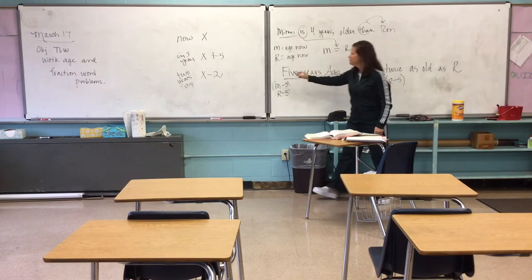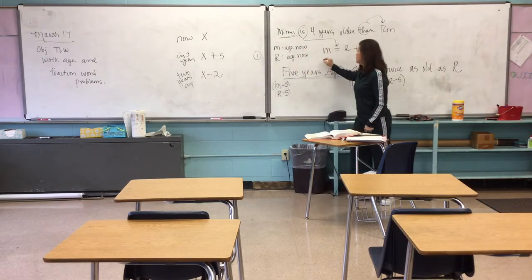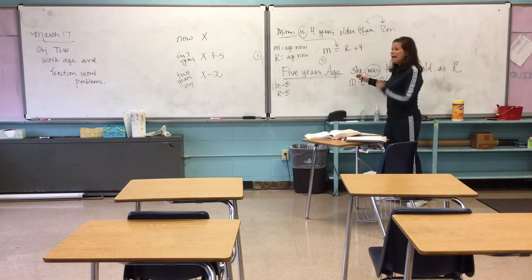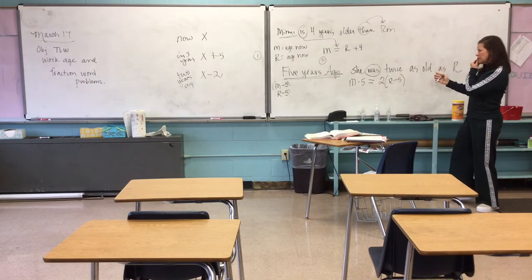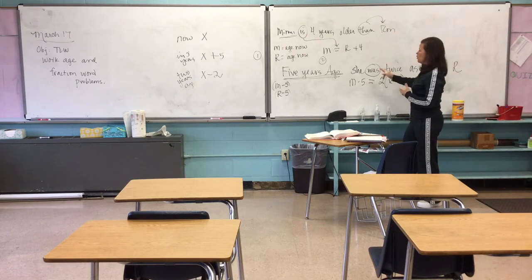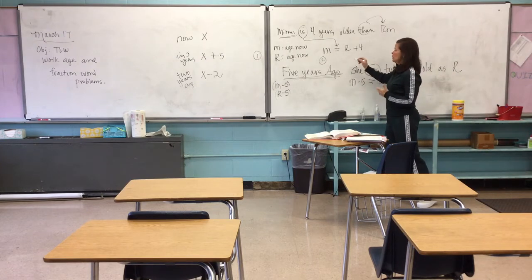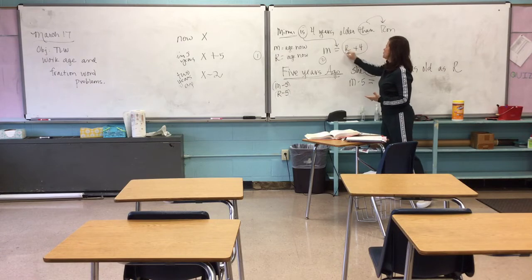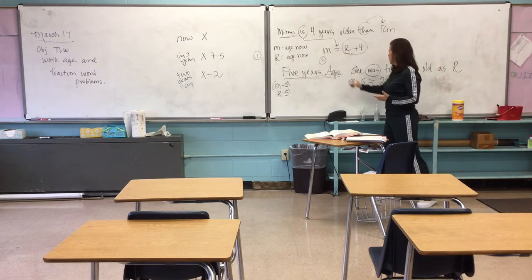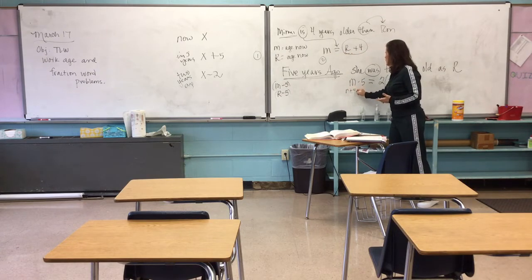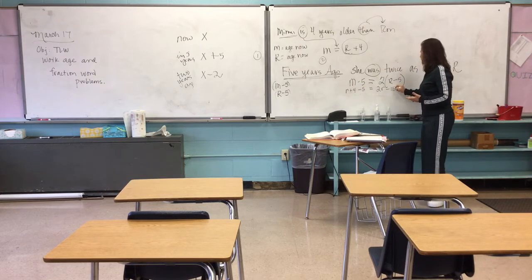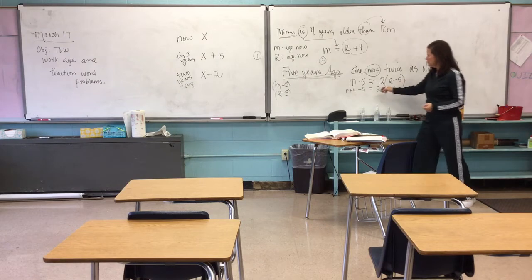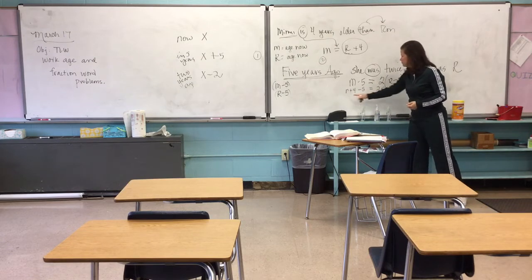So step 1, step 2 would be writing these two equations, and 3 is going to be determining what method you'd like to use to solve this. Because it's kind of already in the substitution way, I'm just going to substitute this in for M. R plus 4 minus 5 equals 2R minus 10. I distributed the 2 to both. I'm going to solve for R.